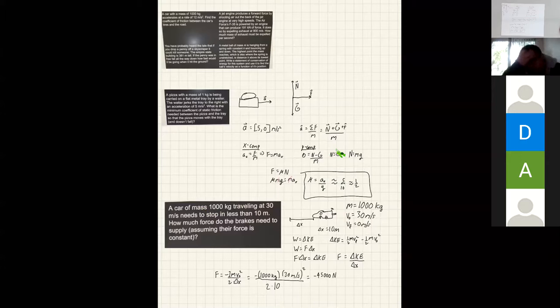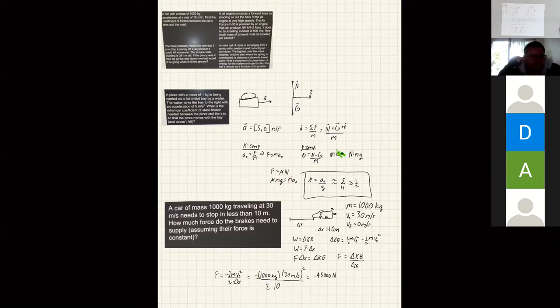I used work and kinetic energy for this. So work is equal to the change in kinetic energy, and it's also equal to force times the change in distance. So I equated those by setting them together. Force times change in distance is equal to the change in kinetic energy. So force is equal to the change in kinetic energy over the change in distance.